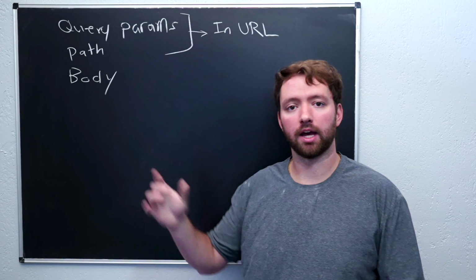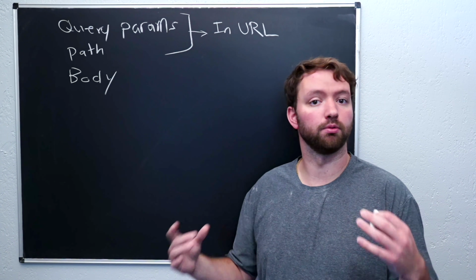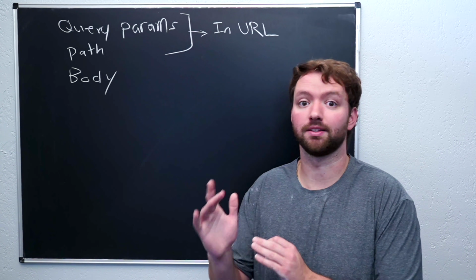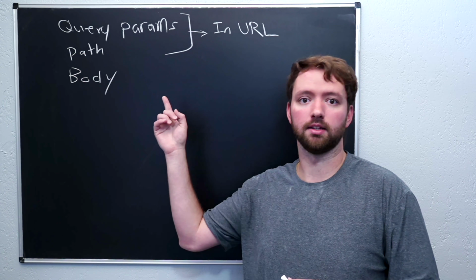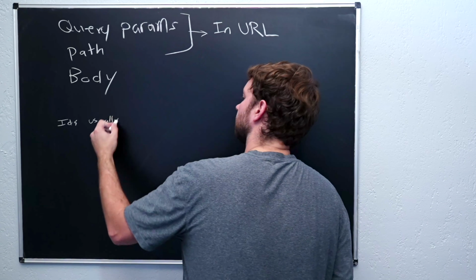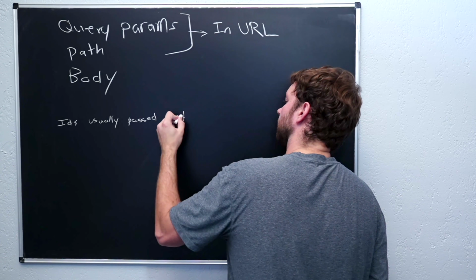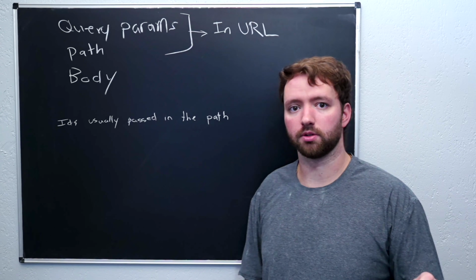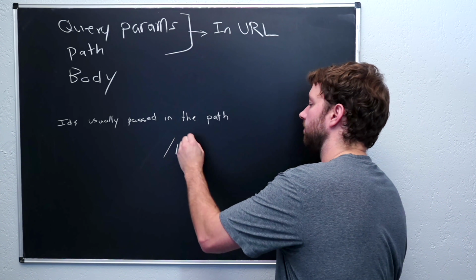So typically we'll use a path if we're using it to identify some data that we're referring to. So we have the resource, but we're not just talking about a full collection of resources. We want to access a specific resource. So very commonly, the path is going to be an ID. So the ID is usually passed in the path. And in that situation, you don't use a question mark or an and sign. You just say something like /123.